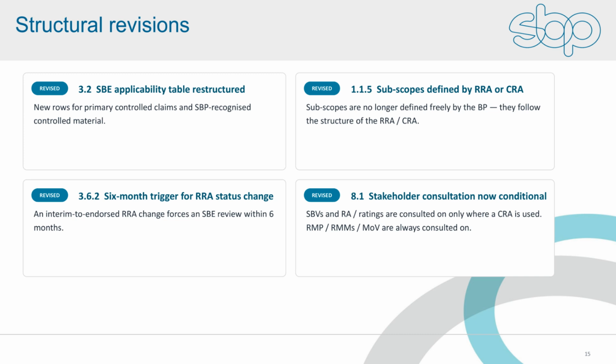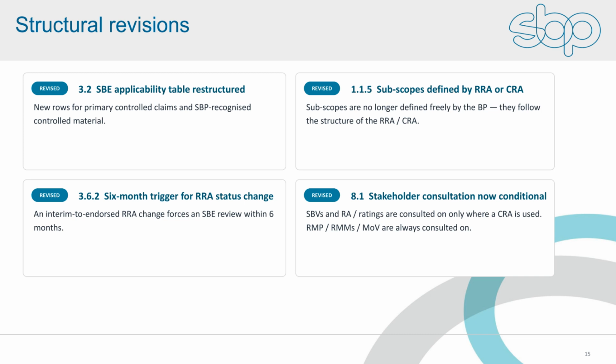A few key structural revisions to flag. 3.2 restructures the SBE applicability table. New rows added for primary control claims and SBP recognized controlled material. 1.1.5 subscopes are no longer defined freely by the BP. They now follow the structure of the RRA or CRA. 3.6.2 introduces a 6-month trigger. An interim to endorsed RRA status change forces an SBE review within 6 months.